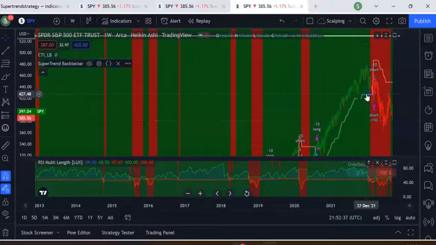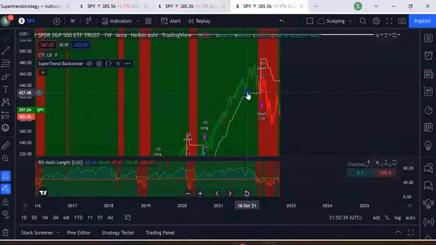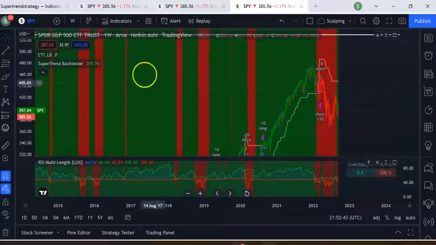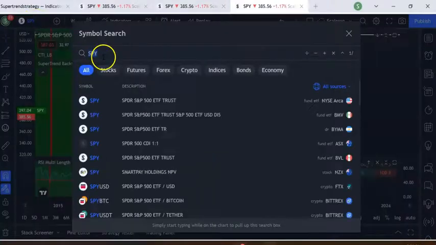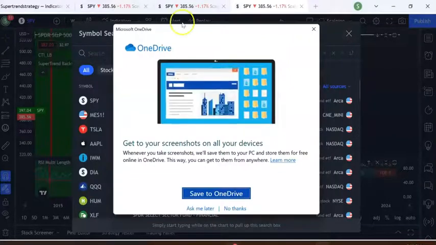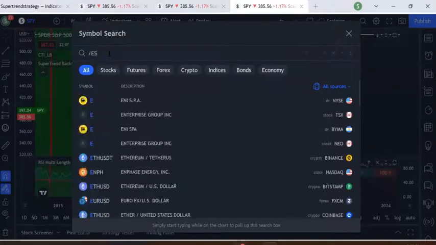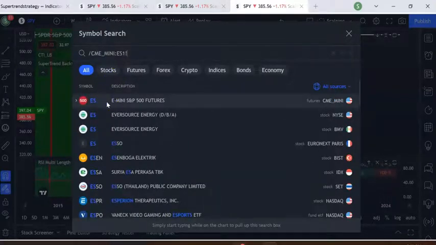So this is how basically you can use this for a very high win rate. The problem is it's not the same for everything. For example, let's say I look for MES, /ES, Micro E-mini futures.